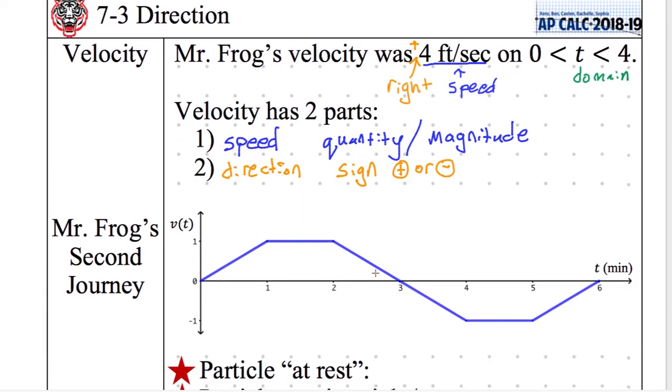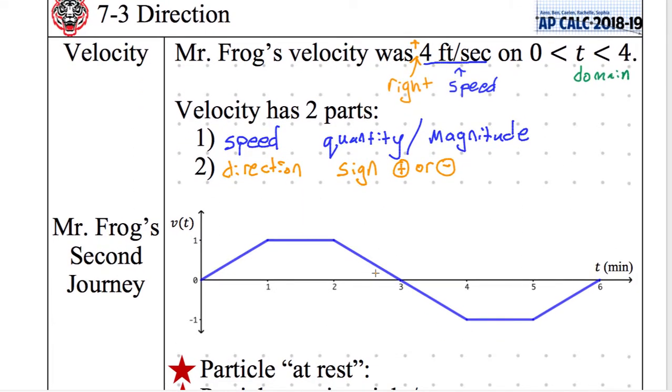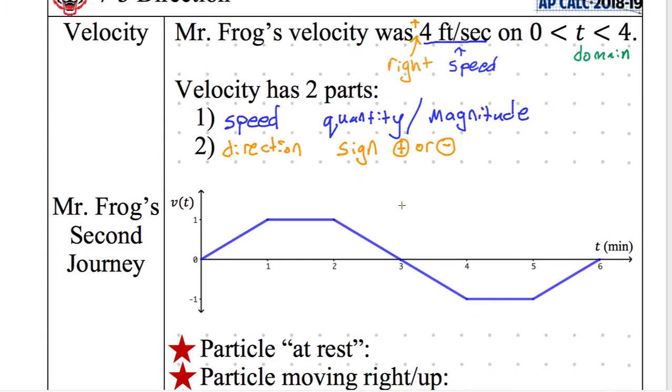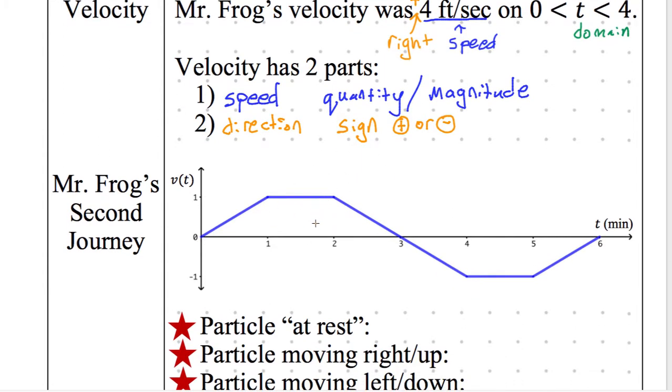All right, so let's talk about Mr. Frog's second journey. His first journey, he was going 4 feet per second. His second journey is given by this graph. Let's analyze what's happening on this graph. And again, this is the graph of velocity. I say that right here. So let me just choose a random point here. Right here. What's happening? What do you know to be true about Mr. Frog's speed? Constant. It is constant, yes.